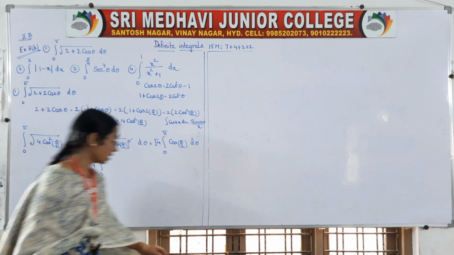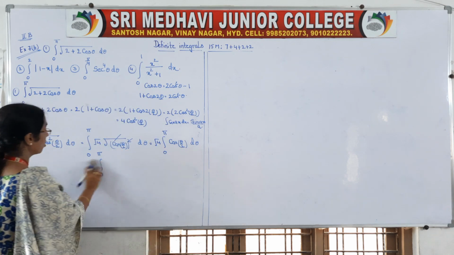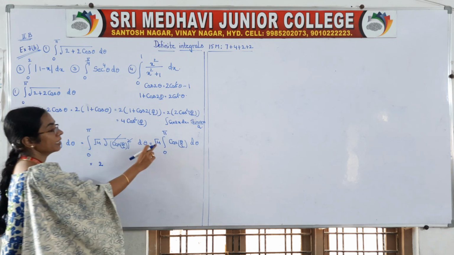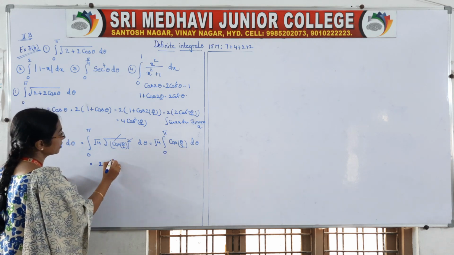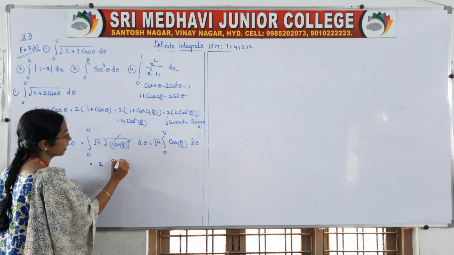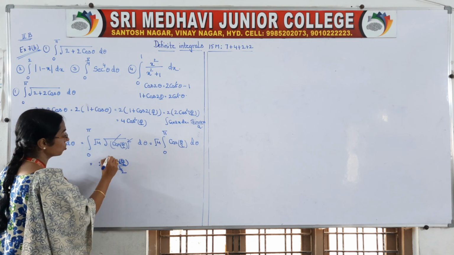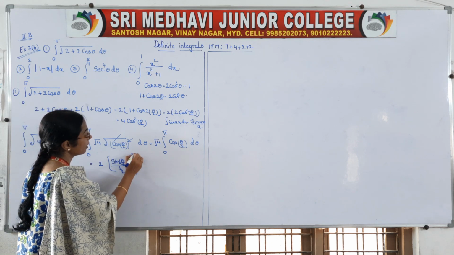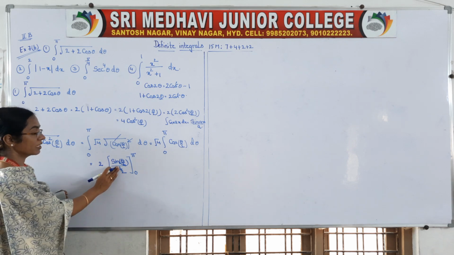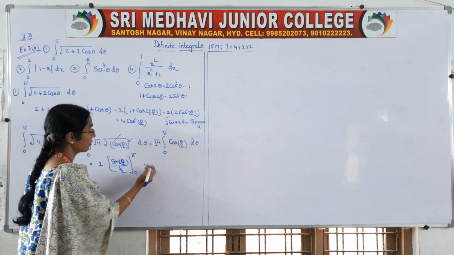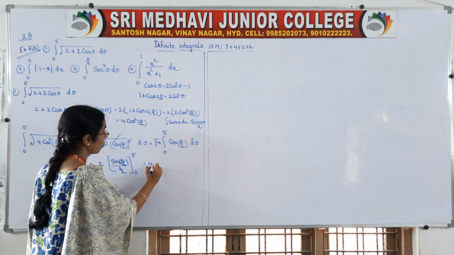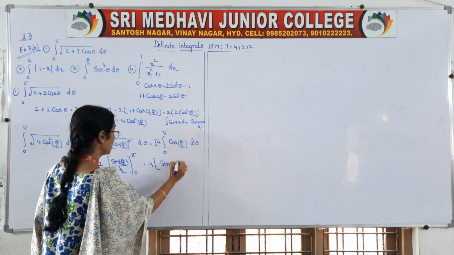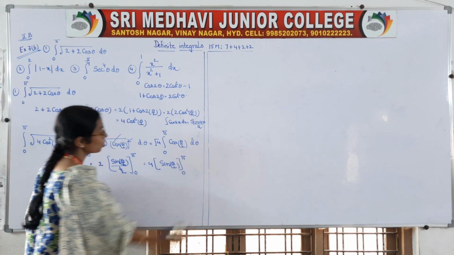Now root 4 is equal to 2, and integral cos theta by 2 is equal to sin theta by 2 divided by 1 by 2. Once the integration is over, what I said, take the limits on the right side. So this 1 by 2, bring outside, it will reverse: 2 into 2, 4, right. This is sin theta by 2, and the limits are 0 to pi.